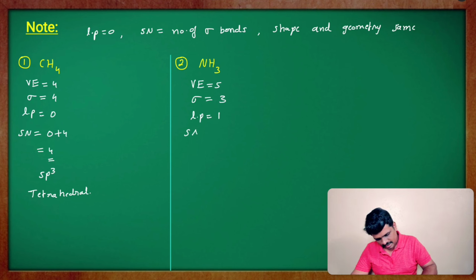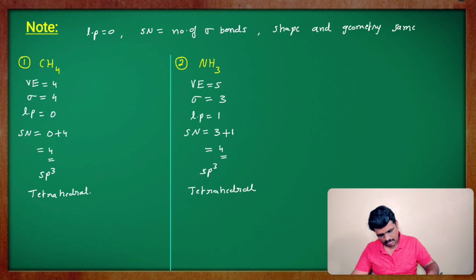Now let us calculate steric number. Steric number will be equal to number of sigma bonds plus number of lone pairs, which is nothing but 4. So the hybridization will be sp3 and the geometry will be tetrahedral. In this case also the geometry will be tetrahedral. So let us consider a few more examples.